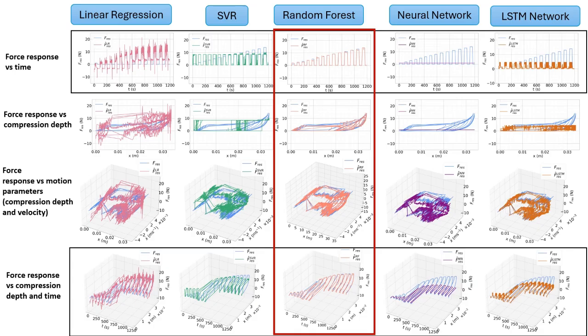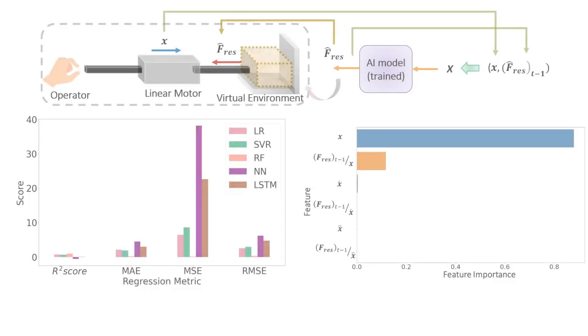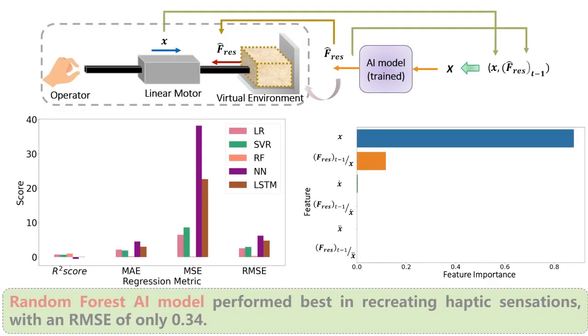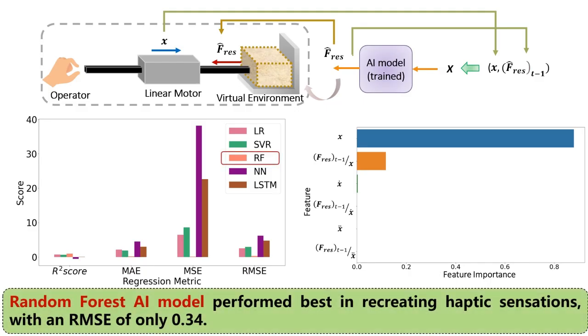This is particularly noticeable when comparing the force response versus time and the force response versus compression depth and time graphs for all 5 algorithms. Regression metrics were utilized to evaluate the results, and these results confirm the findings from visually examining the graphs of all algorithms. The random forest algorithm exhibited lower regression losses, including MAE, MSE, and RMSE, compared to the other algorithms. Also, it has achieved the highest R-squared score.